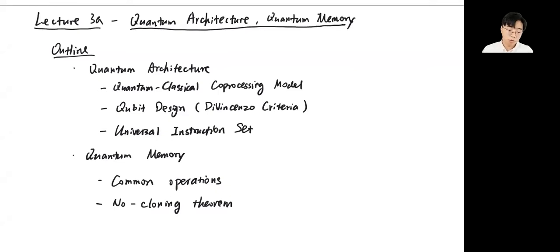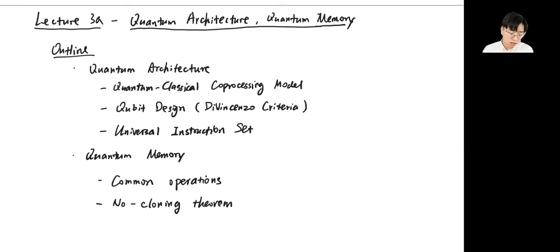Specifically, we will use the properties of qubits that we learned from previous lectures and discuss how to build an architecture with those properties so that we can perform computation on them efficiently and scalably. And in particular, we're going to discuss the relationship between a classical host CPU with the quantum hardware, and also discuss what a quantum program looks like.